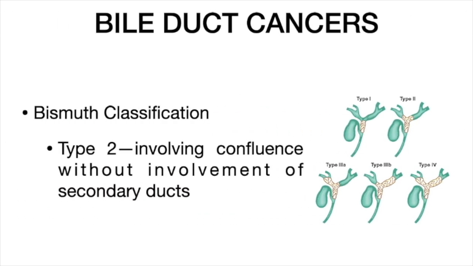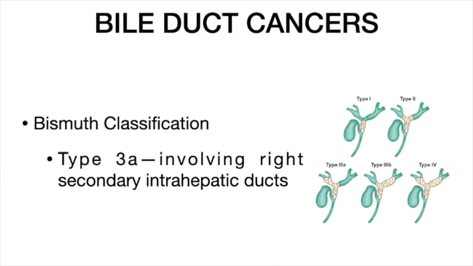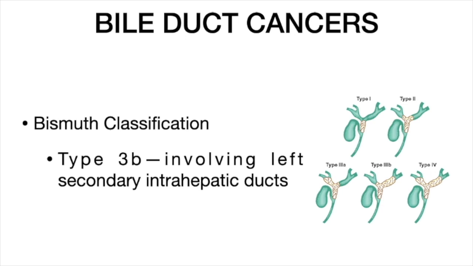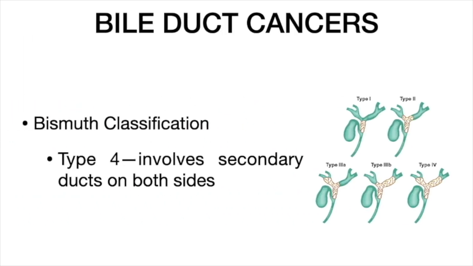and type 2 involves the confluence with involvement of the secondary ducts, type 3A involves the right secondary intrahepatic duct, type 3B involves the left secondary intrahepatic duct, and type 4 involves secondary ducts on both sides. So that's all the causes of obstructive jaundice.